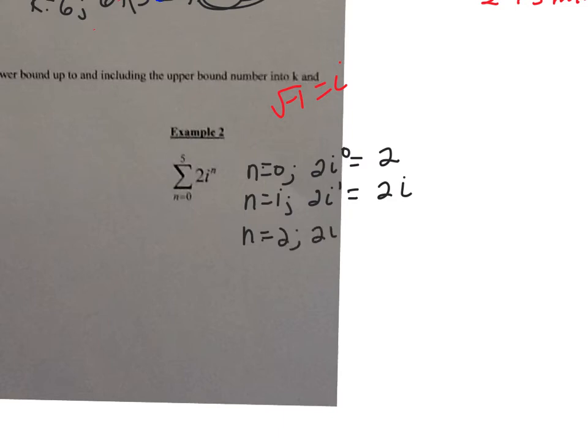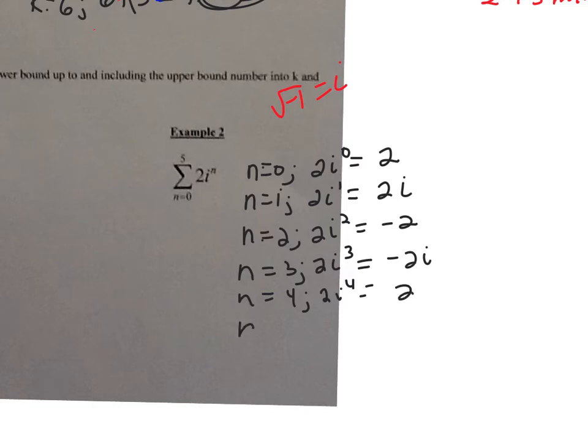So that's 2i squared. Remember, i squared is equal to negative 1, so that's negative 2. n is equal to 3, so that's 2i to the third. i to the third is negative i, so that's negative 2i. n is equal to 4, so that's 2i to the fourth, and 2i to the fourth is 2. And n is equal to 5, so that's 2i to the fifth power, which is equal to 2i.